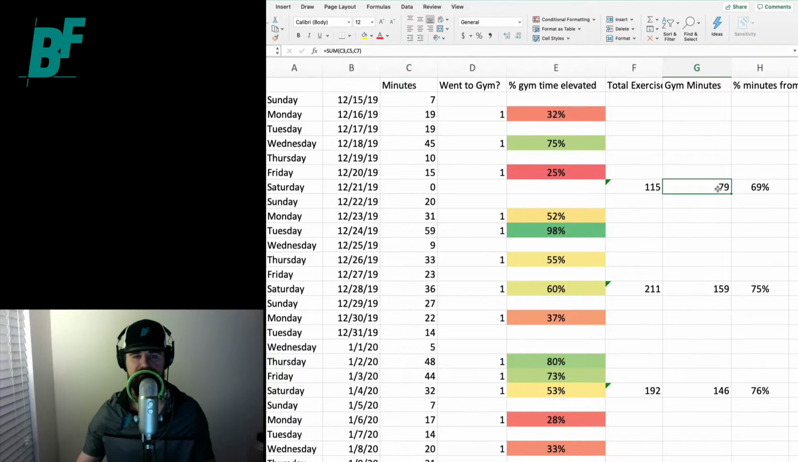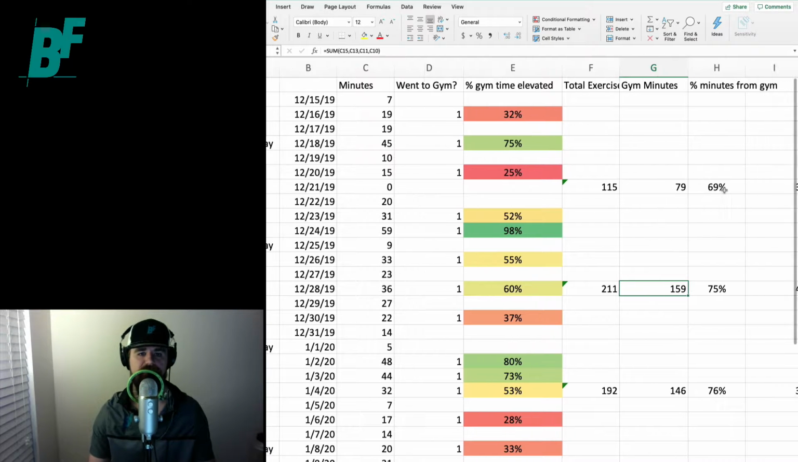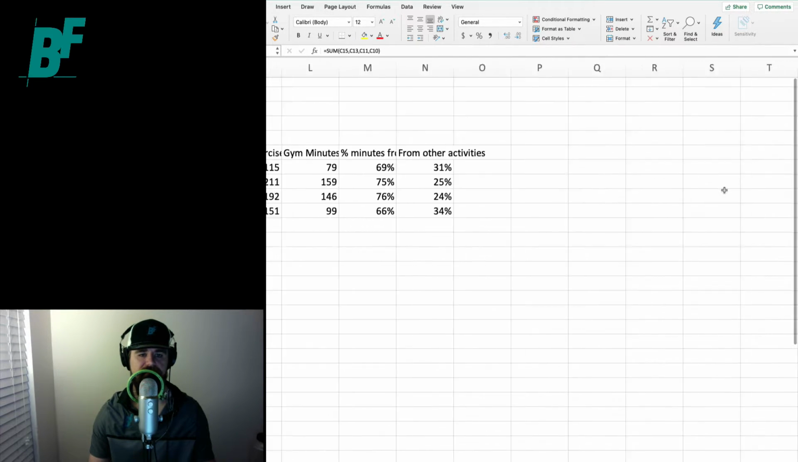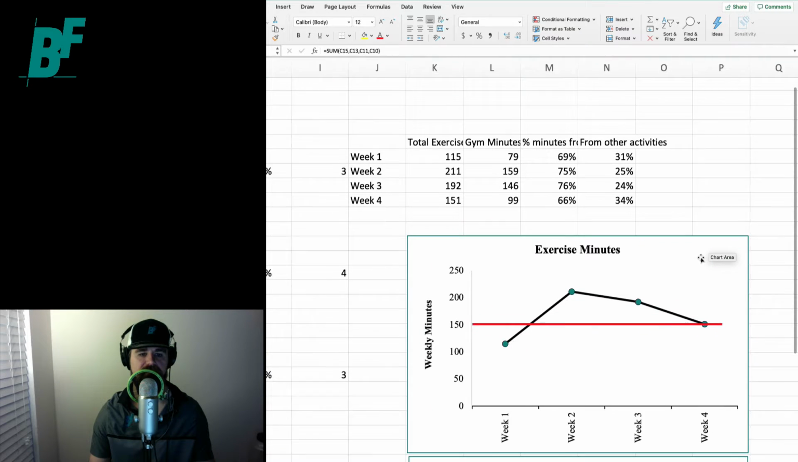Now what I also did was look at that gym time. We look at how many of those minutes came from times I went to the gym, and I did that for each week. So now, let's look at that in a graph. Where'd my graphs go? There they are.